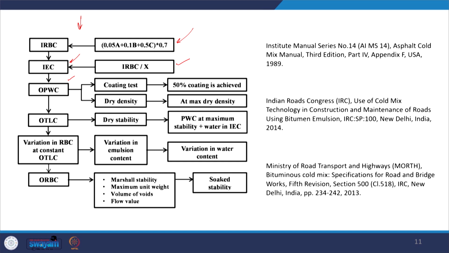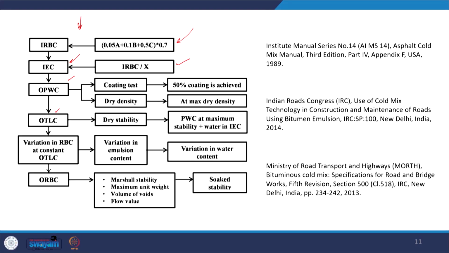Just a note here that we are changing the water content, and the emulsion we are maintaining at the initial emulsion content, alright. The next step is to determine the optimum total liquid content. Here what we do is keep the initial emulsion content constant and keep changing the pre-wetting water content, and we perform the Marshall stability test. So the water content corresponding to maximum Marshall stability is then combined with the water in the initial emulsion content to calculate the optimum total liquid content, alright. And finally what we do, we keep the optimum total liquid content constant, but we keep changing the emulsion content.